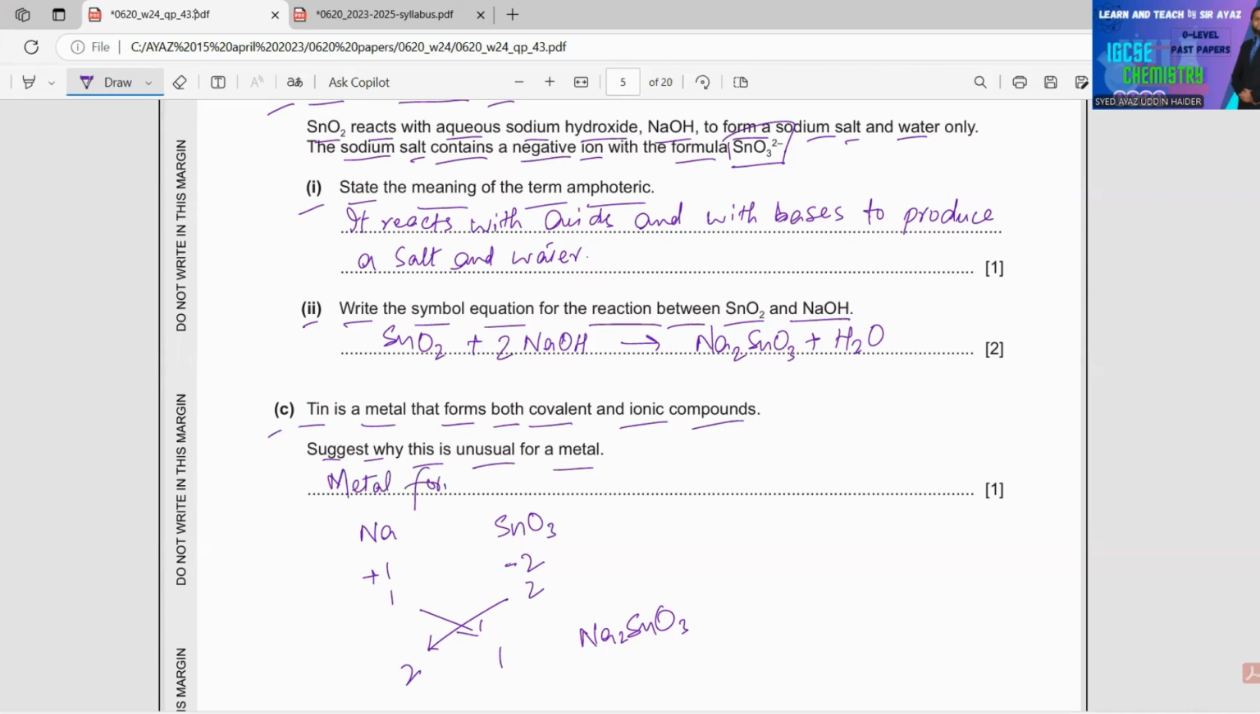Metal forms ionic bonds or ionic compounds only.